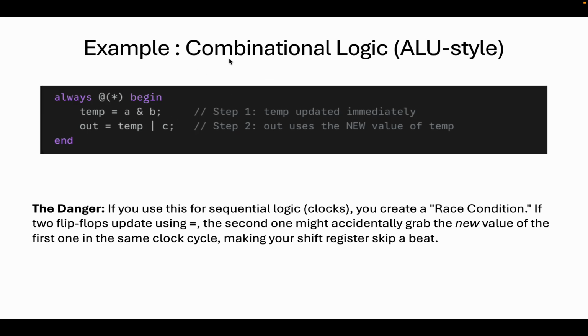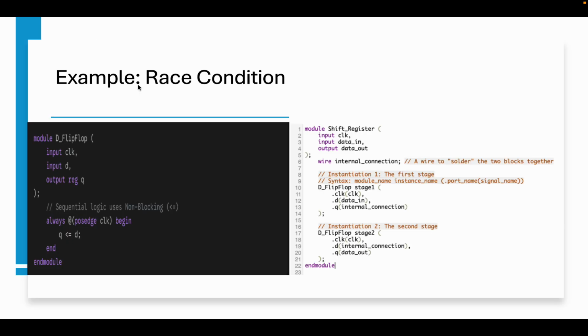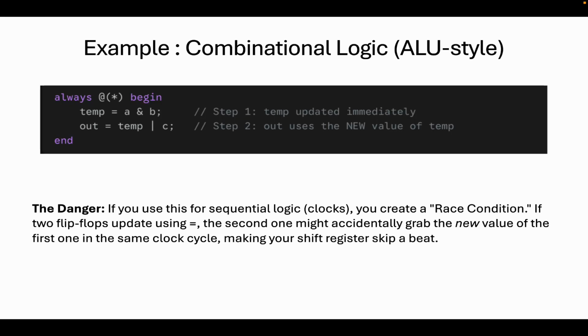See, this is an example using combinational logic, ALU style. Here we'll understand what is happening. Here you have set a temporary variable which is giving an output of A and B. That means it is giving the multiplication of A and B. Here temp is updated immediately because you are using a blocking assignment. And whatever this value of temp is, it will come here to out.